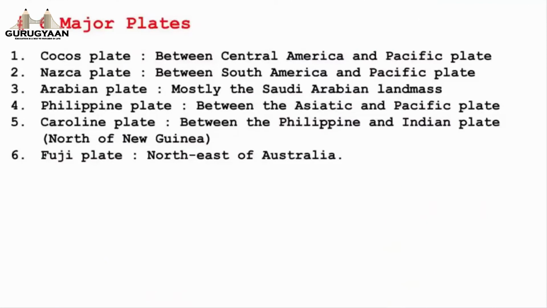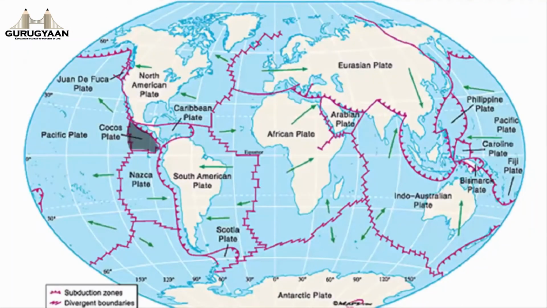Now let's look at some minor plates. The first one is the Cocos plate, which is between Central America and the Pacific plate. Then we have the Nazca plate, which is between South America and the Pacific plate. Then we have the Arabian plate, mostly the Saudi Arabian landmass. Then we have the Philippine plate between the Asiatic and Pacific plates. Then we have the Caroline plate between the Philippine and Indian plates, north of New Guinea. And the last one is the Fiji plate, which is northeast of Australia.